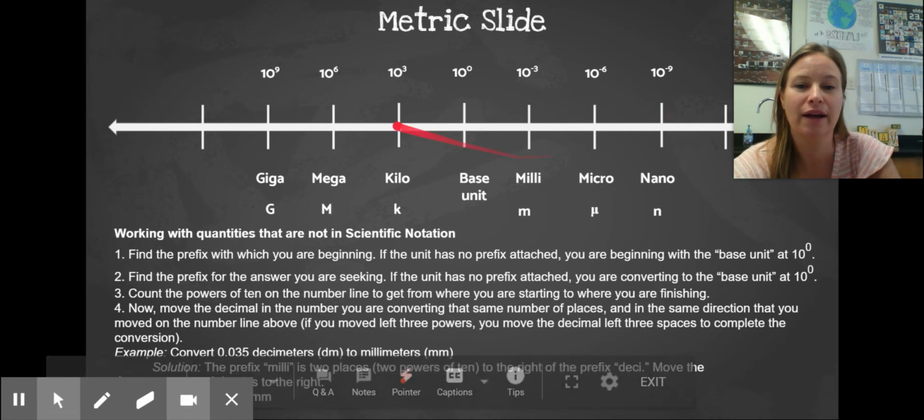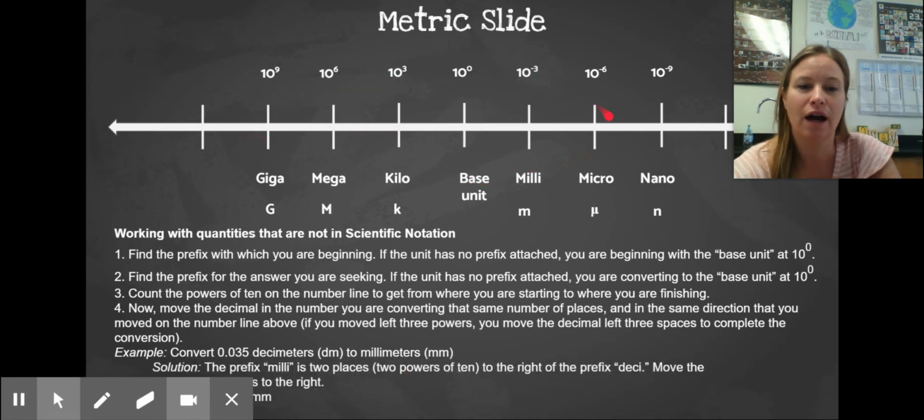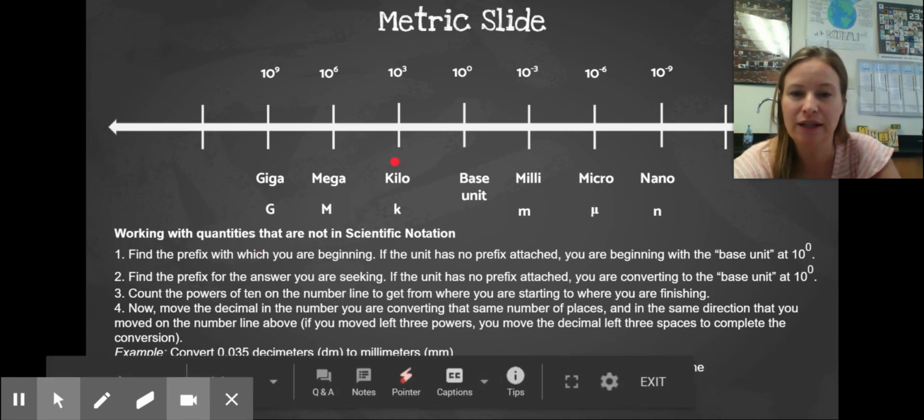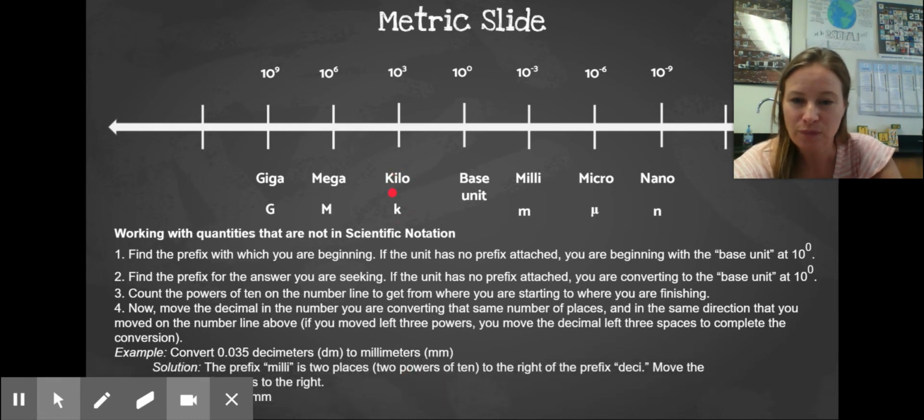And you can use this in my class. I don't really mind if you guys have this out. The way that you use it is you're going to start with the prefix with which you are beginning. So let's say that we are beginning with kilo, like our problem said. If we were starting with kilo, we would be right here at 10 to the third power, 1,000, right? And we're trying to get to milligrams right here, 10 to the negative third.